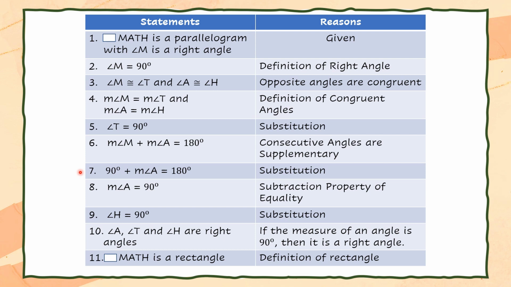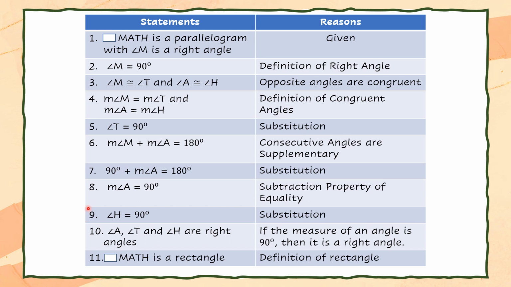So by substitution, as we know earlier, the measure of angle M is 90 degrees. So substituting the measure of angle M, we will now have the equation 90 degrees plus the measure of angle A is equal to 180 degrees. Next statement, the measure of angle A is equal to 90 degrees. So applying the subtraction property of equality, we subtract 90 degrees on both sides of the equation to get the measure of angle A. So that is why we now have the measure of angle A is equal to 90 degrees.